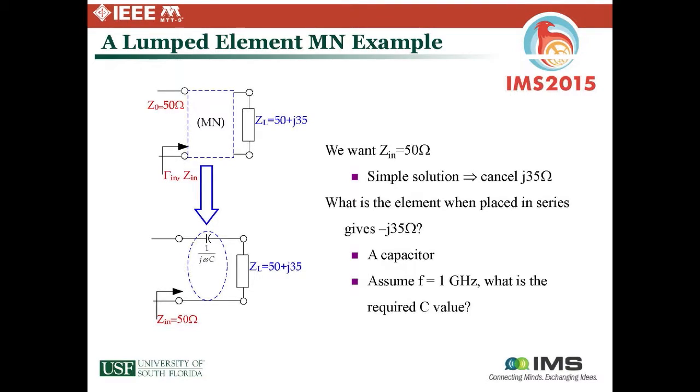So it's a capacitor. If we assume f equals 1 gigahertz, we can easily calculate the value. Here I've got a little calculation sheet, and we ended up with a value of 4.5 picofarads. You should be able to do that. We put that into ADS to validate it, and you can see the blue circle.